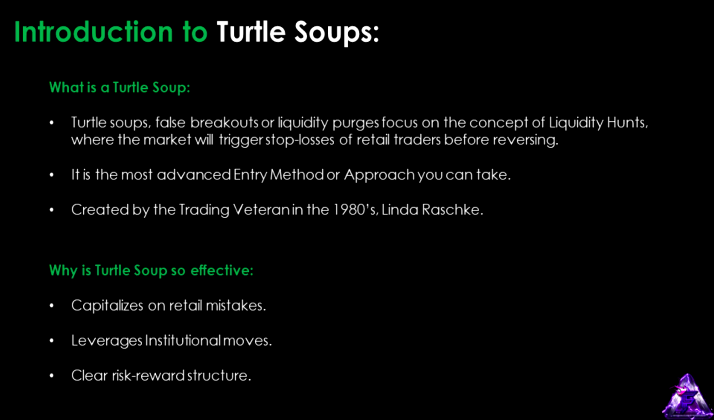Retail traders will typically place their stop losses just above key highs, resistance levels, or other significant zones, and below support levels or key lows. Smart money takes advantage of this by pushing the price above or below these zones, grabbing liquidity, and then reversing. Once liquidity has been hunted, grabbed, or manipulated, the market moves in the opposite direction.